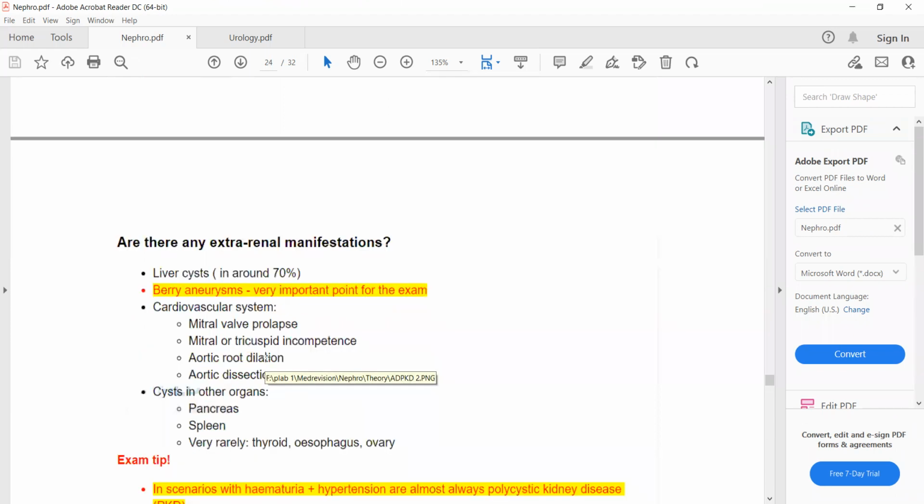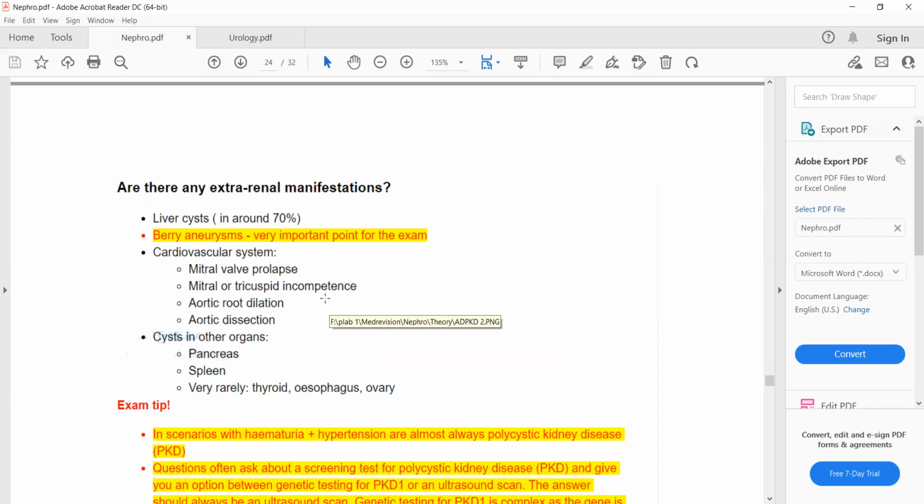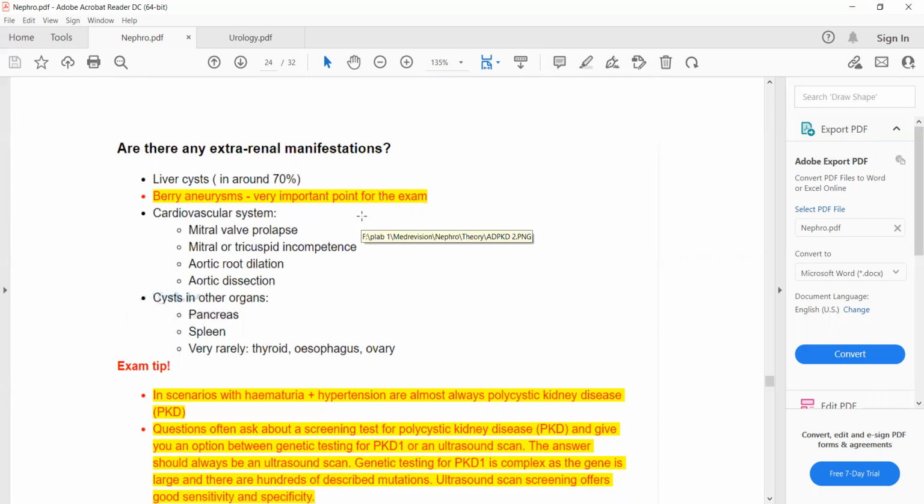What are the extra-renal manifestations of polycystic kidney disease? Remember that in 70% of the patients with polycystic kidney disease, the cysts are also present in the liver. But an important extra-renal manifestation that we need to remember for exam purposes is berry aneurysm. That polycystic kidney disease is associated with berry aneurysm. Other extra-renal manifestations include cardiovascular system involvement and cysts in other organs such as pancreas, spleen, thyroid, esophagus, or ovary. They are not important to remember. You just need to remember this highlighted extra-renal manifestation for PLAB 1 exam purposes.